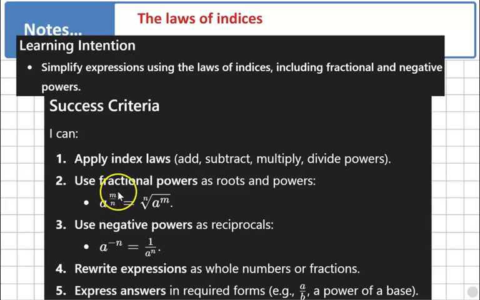So a to the power of m over n is equal to the nth root of a to the power of m. Use negative powers as reciprocals. So a to the power of minus n is equal to 1 over a to the power of positive n. Rewrite expressions as whole numbers or fractions. Express answers in required forms. Example, a over b, a power of a base.